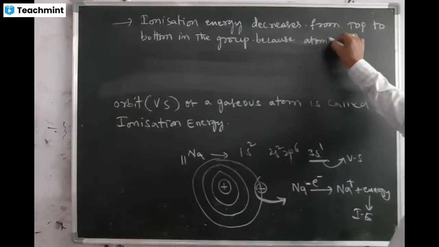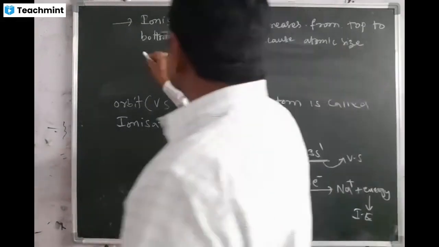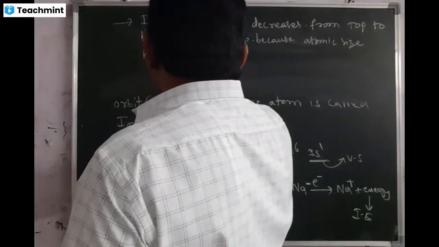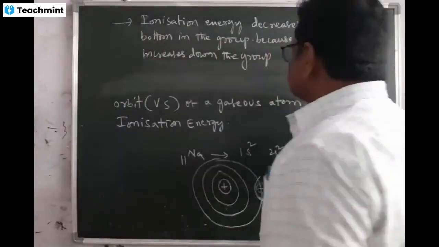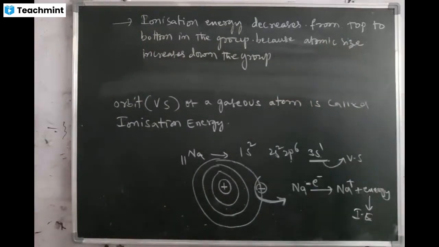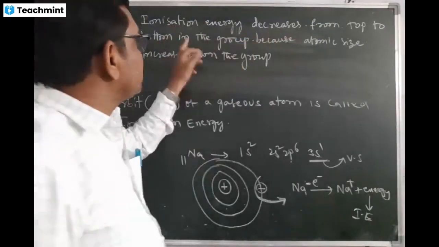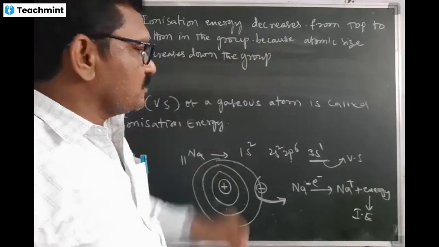Atomic size increases down the group. Write down: ionization energy decreases from top to bottom in the group. Why? Because atomic size increases down the group.